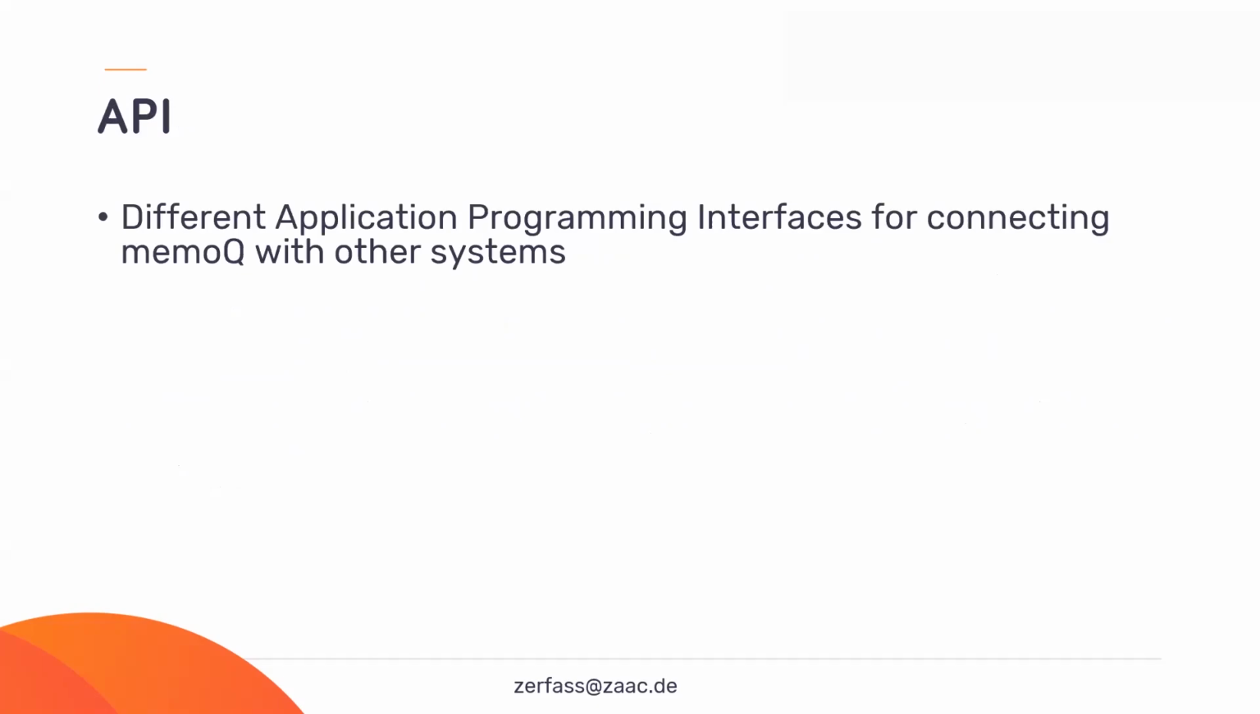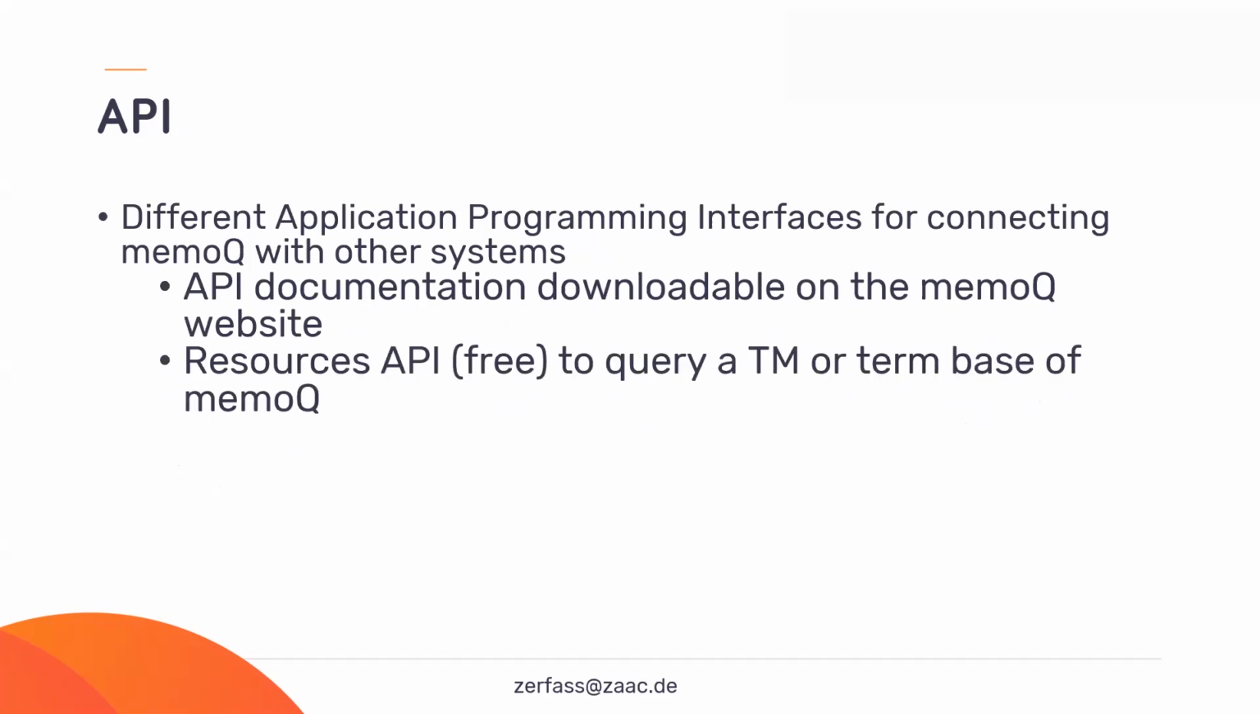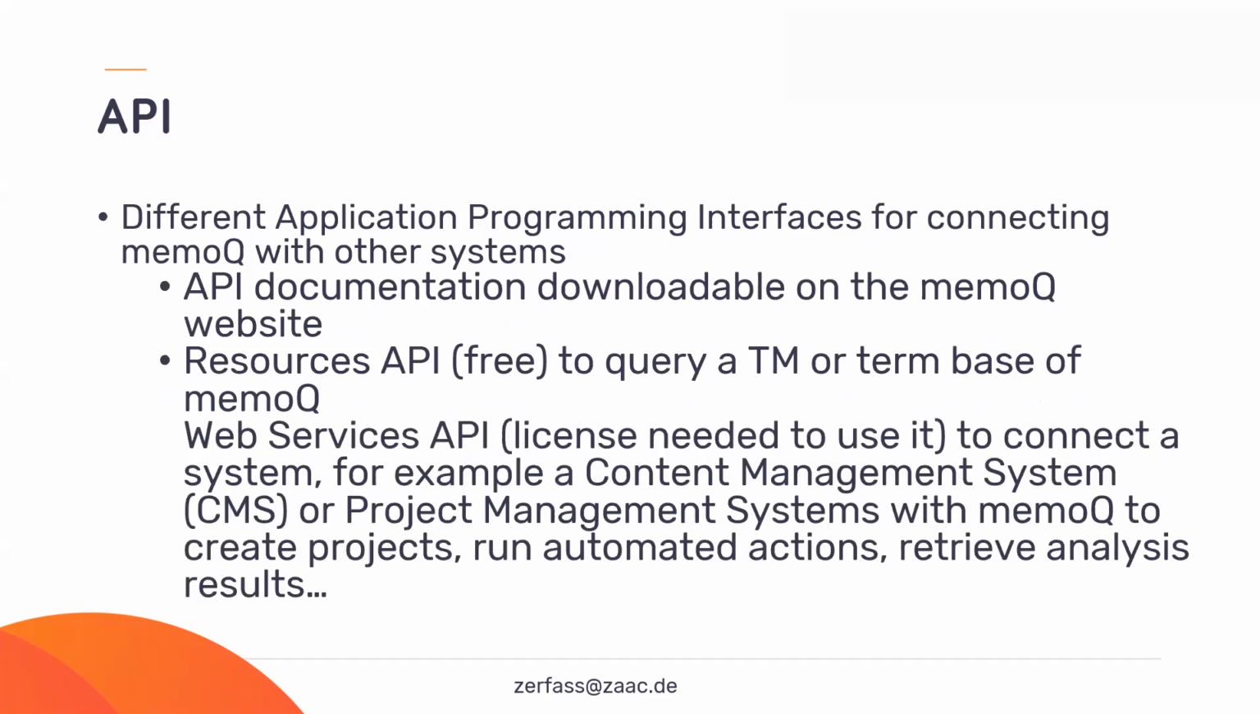The APIs, there are different application programming interfaces available, connecting memoQ with other systems. The documentation can be downloaded from the memoQ website. There is one API that's for free, the Resources API, which is used to query a translation memory or a term base. So to send a request to TM or to term base, and then also get the results back. So this is something you can use for free.